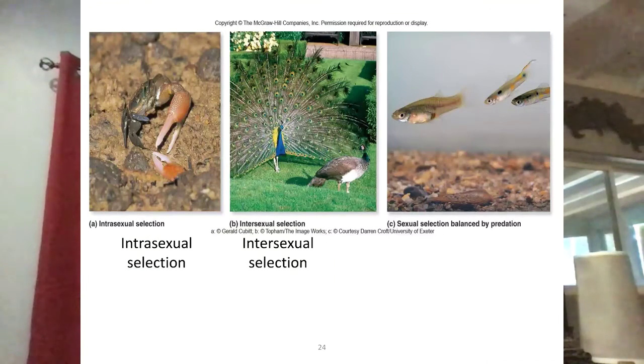I gave the example with male deer and things; that can also be intrasexual selection too. But in both cases, sexual selection is going to be balanced by predation. There's going to be a point where the feathers are too long and a predator is going to catch them. So that's going to put a limit on that phenotype. There's going to be a point where a male crab's claw is too big and too heavy. He can't get away as well. So predators might put a limit to how big those traits can get.